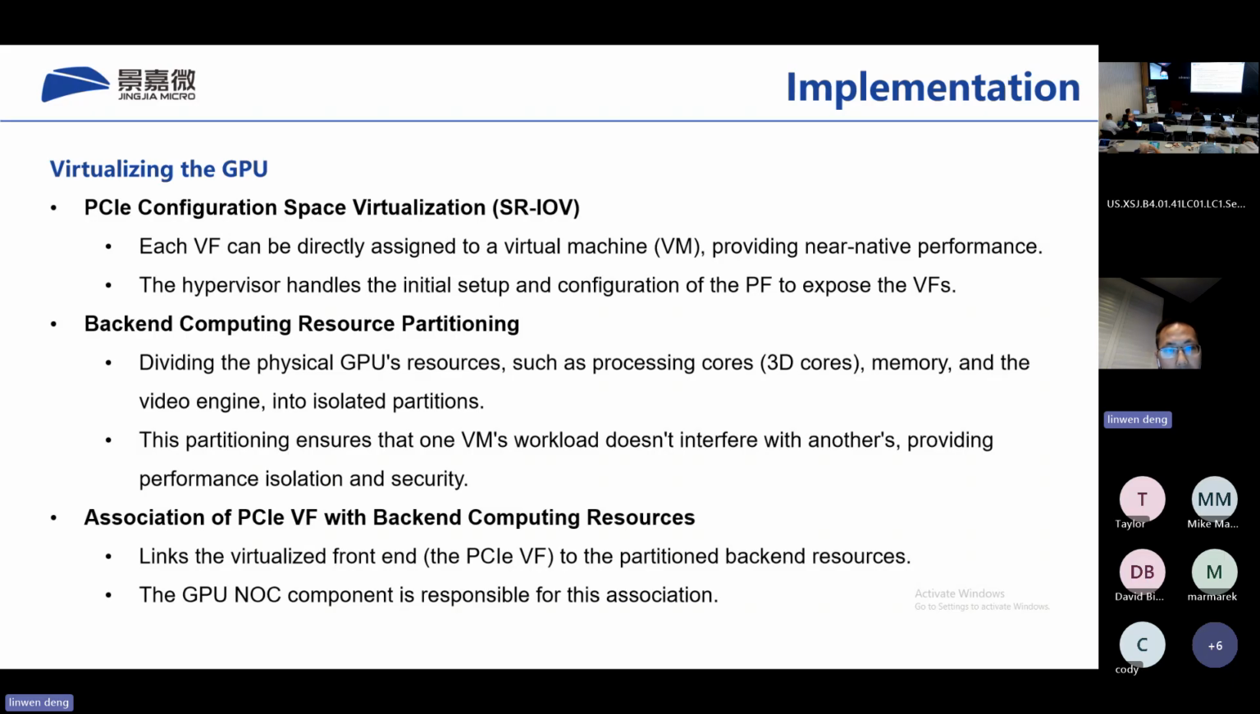This ensures that when a virtual machine sends a command to its assigned VF, the command is correctly routed to its isolated partition of the GPU's physical resource. So in essence, we are not just giving a virtual machine a vGPU. We are giving it its own dedicated slice of the physical GPU power, while ensuring that other virtual machines on the same host can do the same without getting in each other's way.